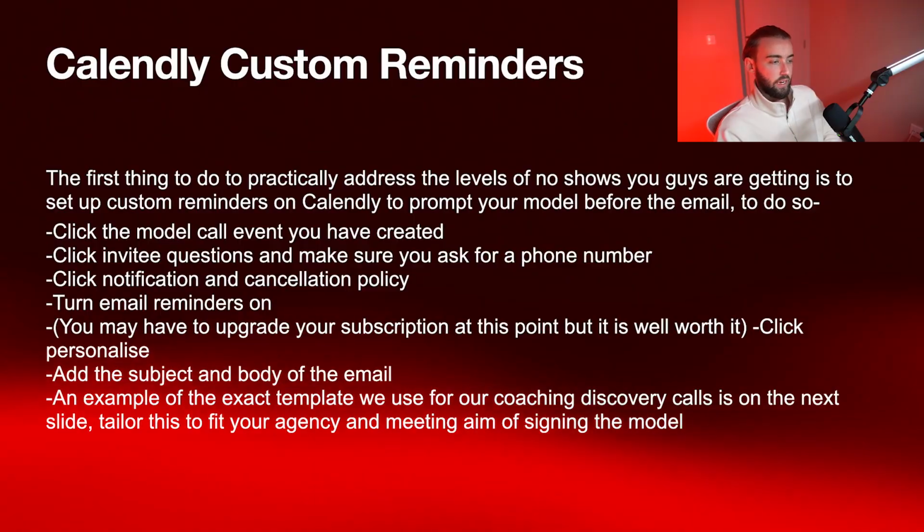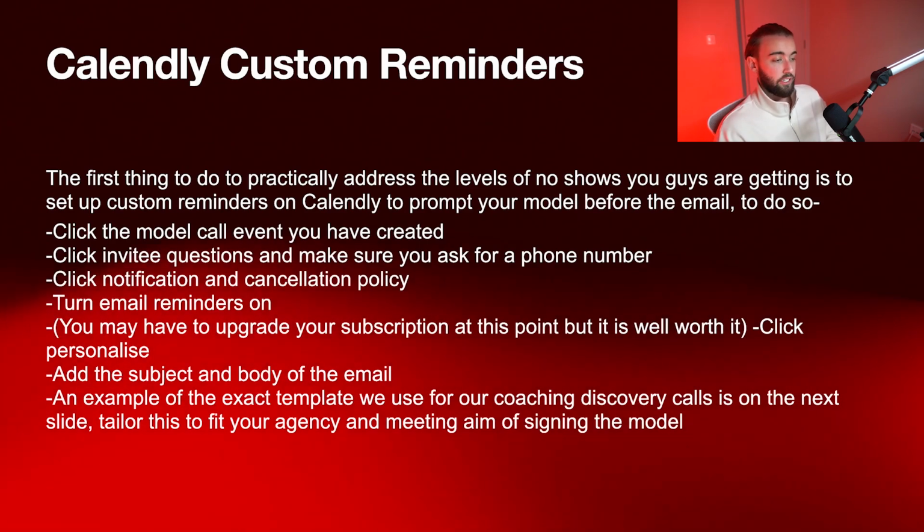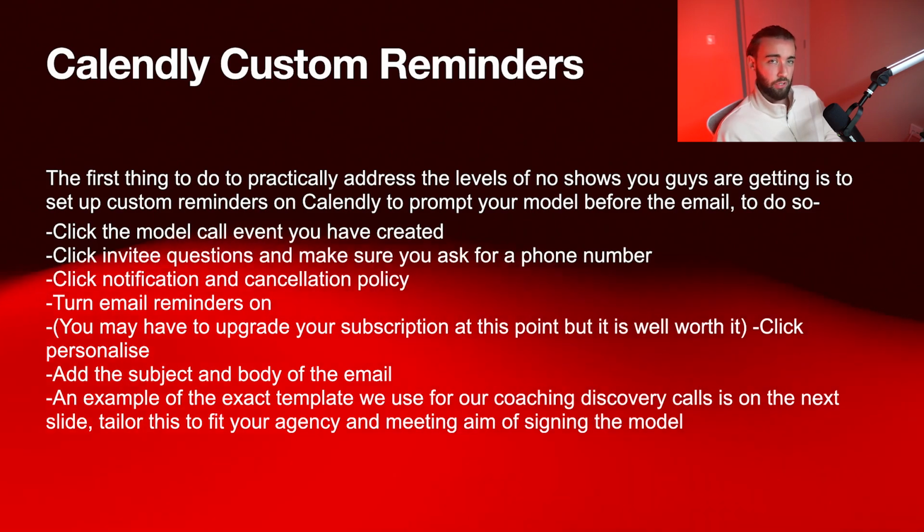So in terms of how you actually do this, it's super simple. It's in the presentation below. So literally click the model call event you've created. Click into invitee questions and make sure you ask them for a phone number. Asking for a phone number is so important. That is obviously the number one way to get hold of anybody. Click on notifications and cancellation policy, turn email reminders on. Now you may have to upgrade your subscription at this point. I think it's like £5-10, nothing major at all. And click onto personalize. Now, from there, you can add the subject and the body of the reminder email.